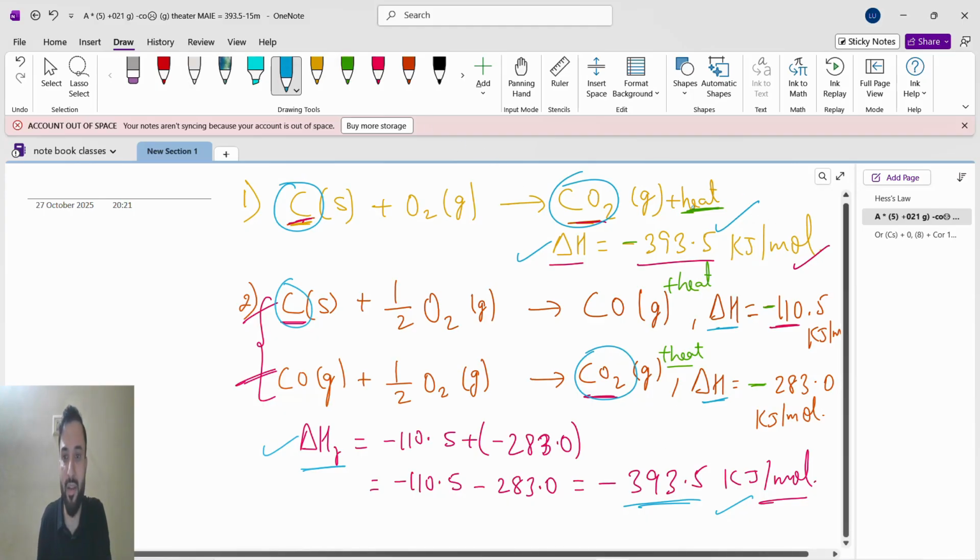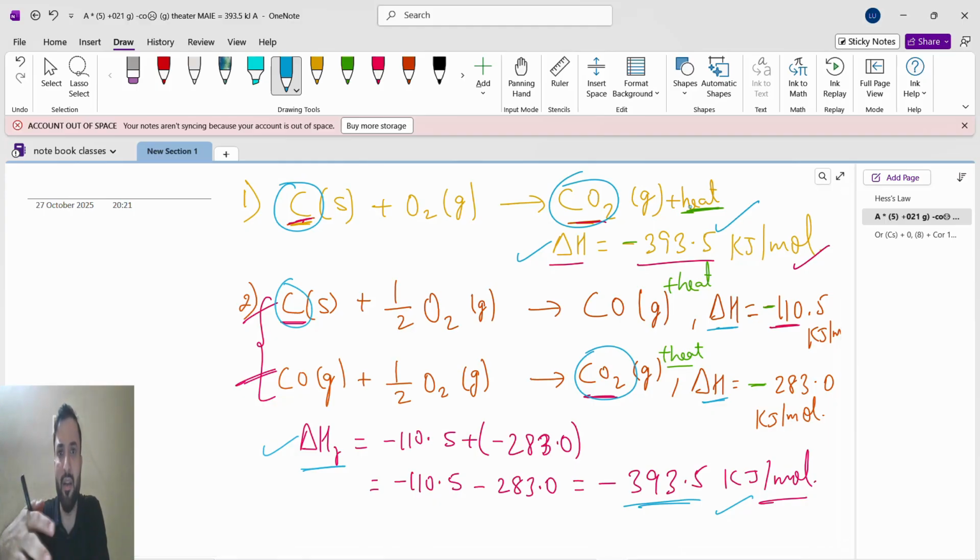So guys, plus means what? Heat is evolved, right? Heat is evolved. So heat is evolved means what?